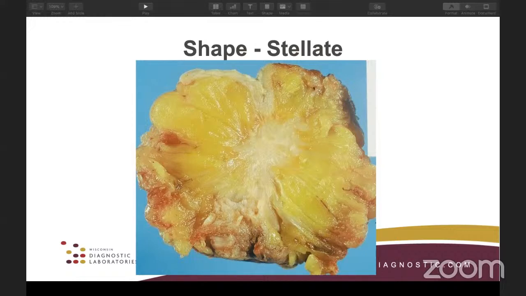And the reason that's important is usually, although not all the time, well circumscribed tumors are benign. Again, not all the time. There are exceptions to that. Whereas if you've got something that's ill-defined, poorly defined, or stellate, that generally means invasive tumor, which generally means malignant.